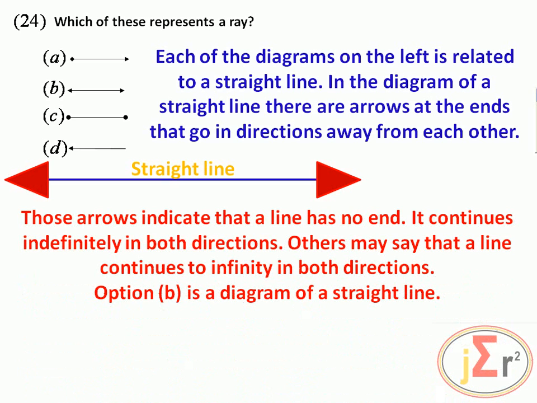Those arrows indicate that a line has no end. It continues indefinitely in both directions. Others may say that a line continues to infinity in both directions. Option B is a diagram of a straight line.